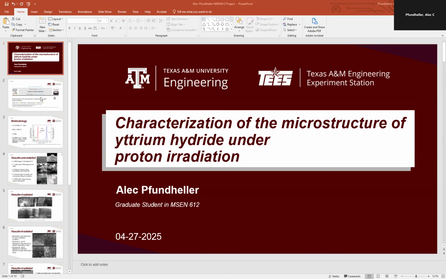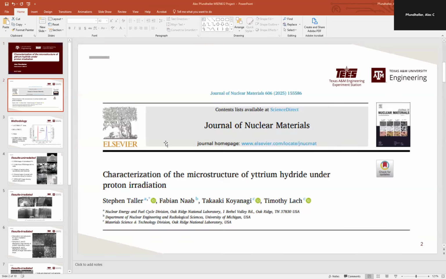For this project, I chose this paper: Characterization of the Microstructure of Yttrium Hydride under Proton Irradiation. This was done by Stephen Taller, Fabian Nab, Takaaki Koyanagi, and Timothy Lach in a collaboration between Oak Ridge National Labs and the University of Michigan.